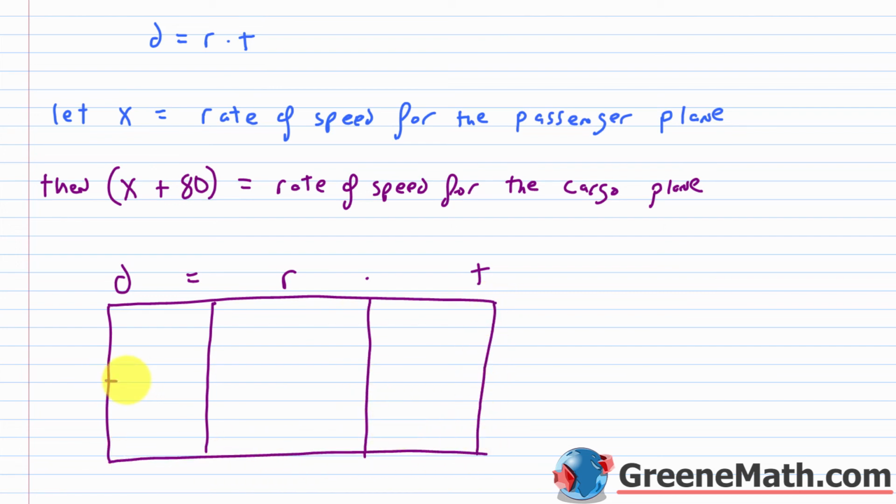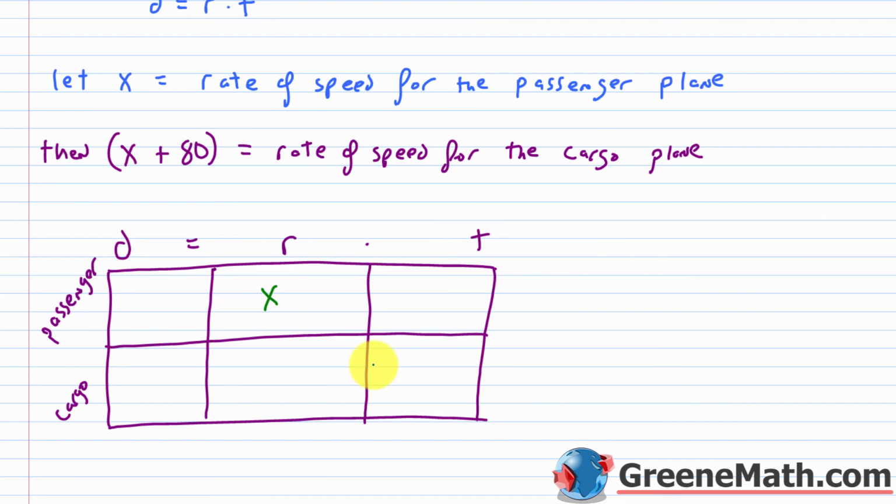We have two scenarios. So we have our passenger plane, and we have our cargo plane. Now, the rate of speed we know already. For the passenger plane, the R, we've modeled it with x. That's easy enough. For the cargo plane, we know it's x plus 80.